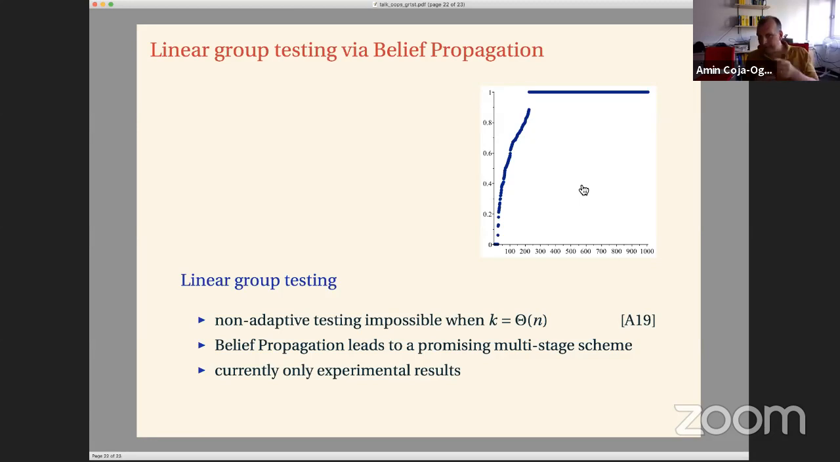However, what we implemented and what you can actually try is to run belief propagation directly on this random hypergraph test design for relatively small values of n, for example n equals 1,000 here. It turns out to work relatively well. This axis here is the individuals, and this axis here is the probability that a specific individual is healthy. So you can actually identify successfully quite a lot of healthy individuals and quite a lot of certainly infected individuals.